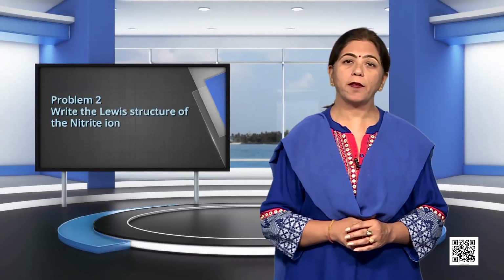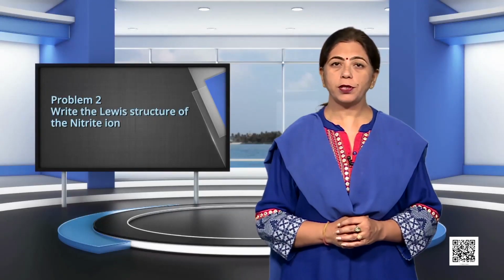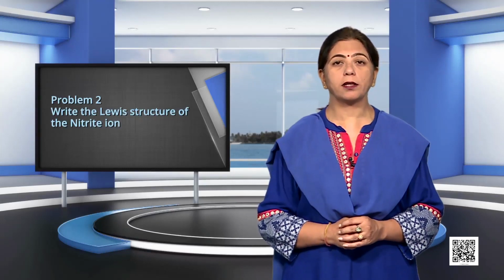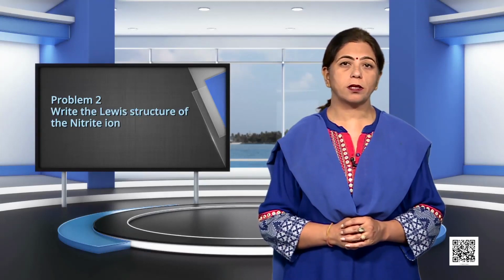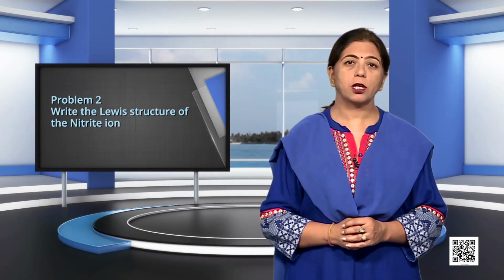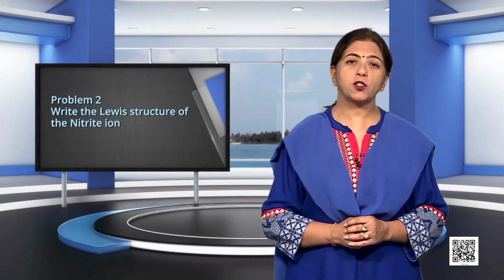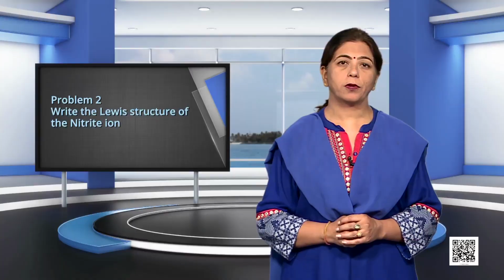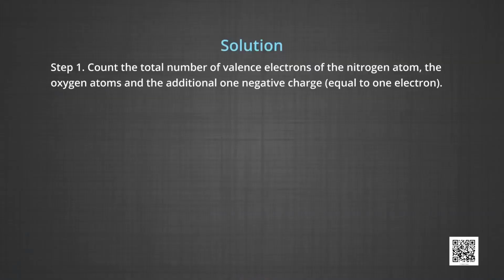Now I am taking another problem. Write the Lewis structure of the nitrite ion, NO2 minus. It has a negative charge, which must be taken into account. So first of all, count the total number of valence electrons of the nitrogen atom, the oxygen atoms and the additional 1 negative charge equal to 1 electron.